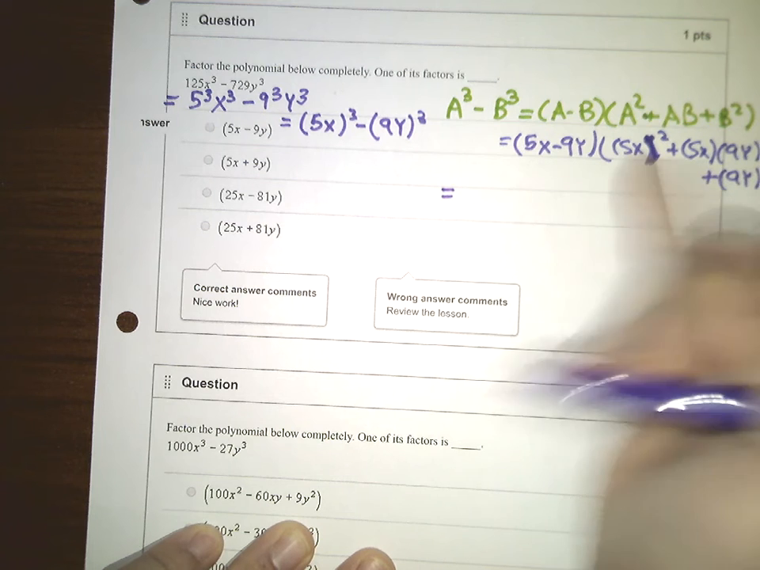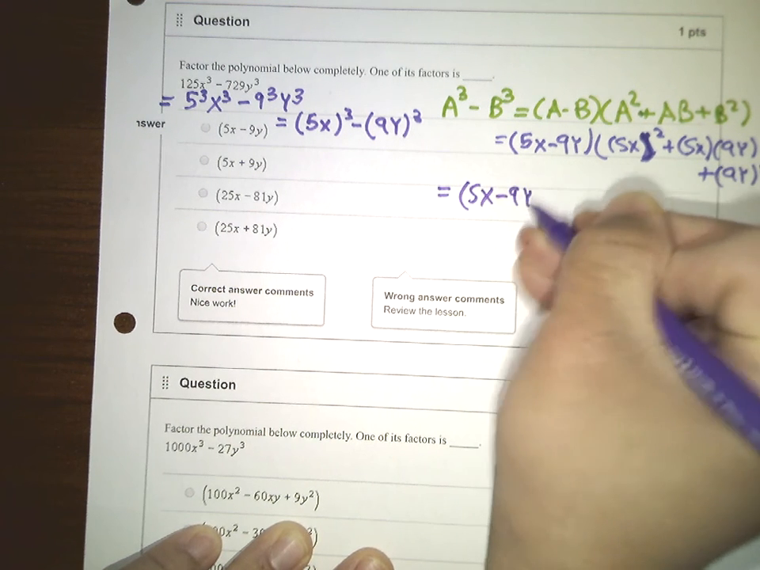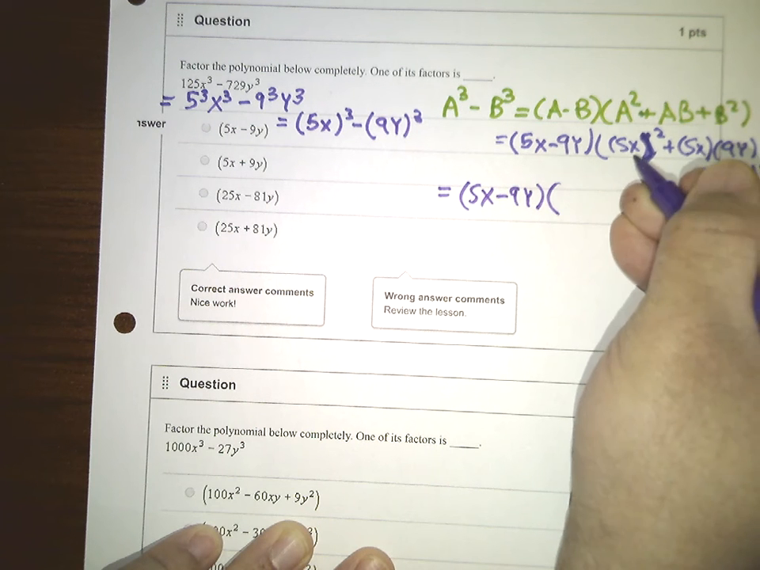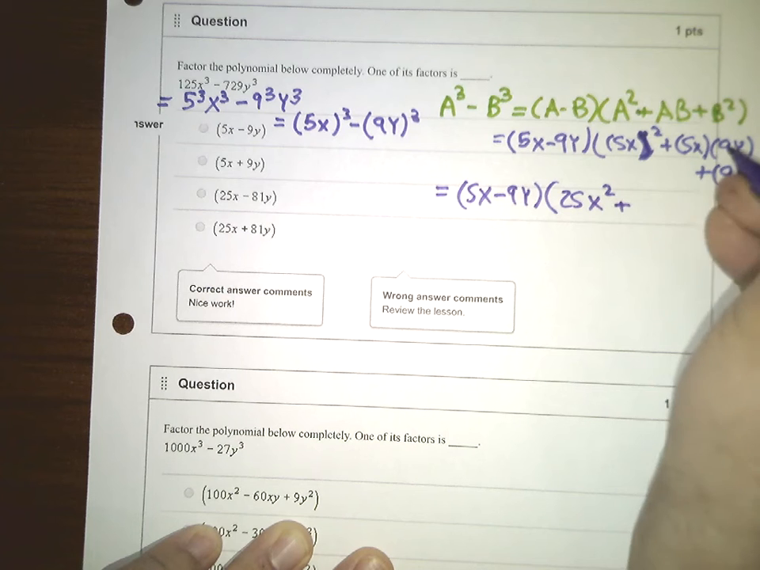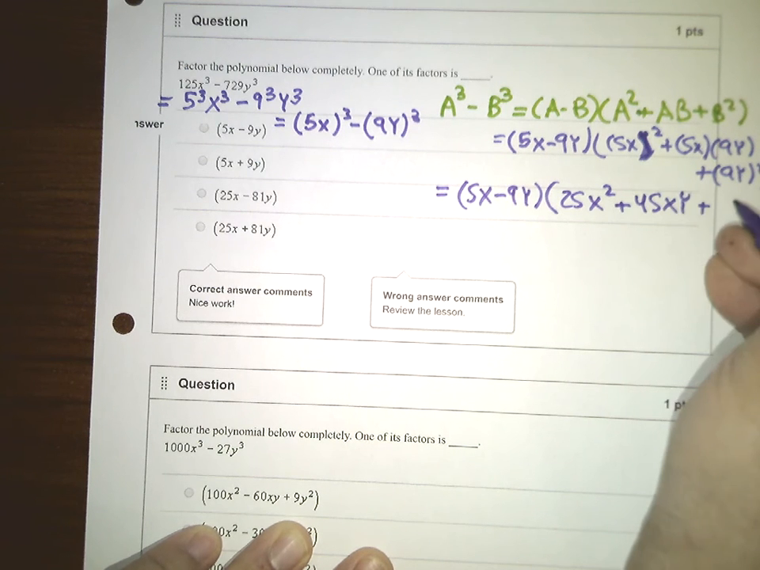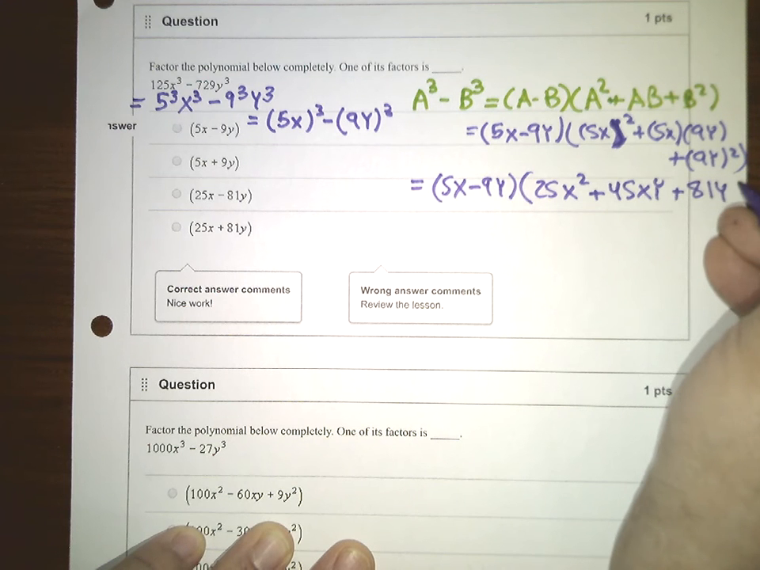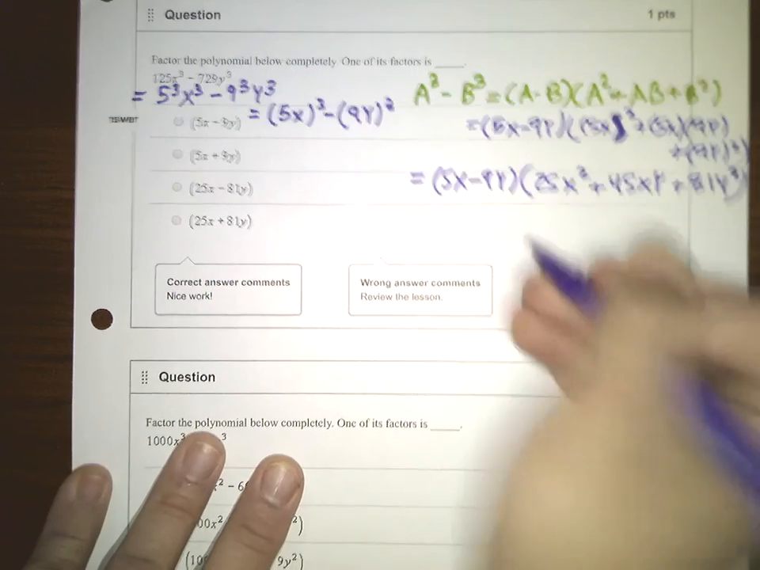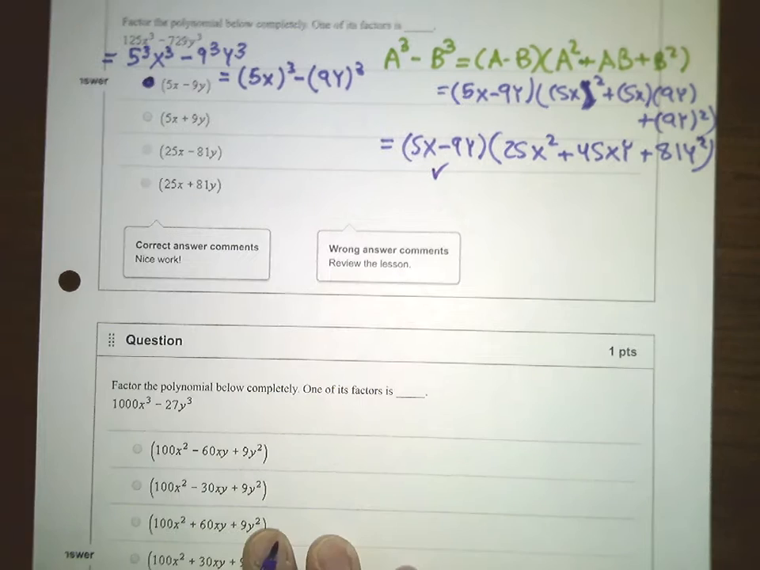So if I simplify this, I have 5x minus 9y times 5x quantity squared is 25x squared plus 5x times 9y is 45xy. Then 9y quantity squared here is 81y to the second power here. So I see that 5x minus 9y is one of the factors.